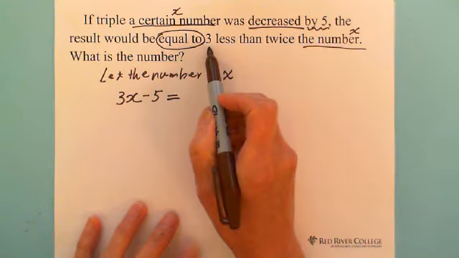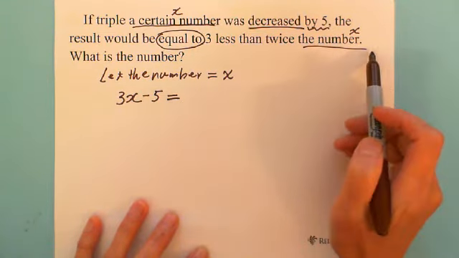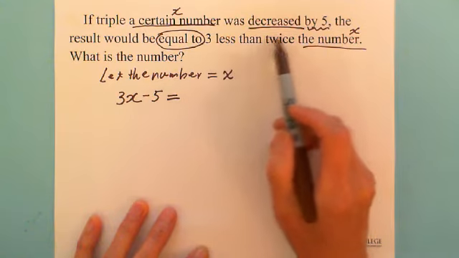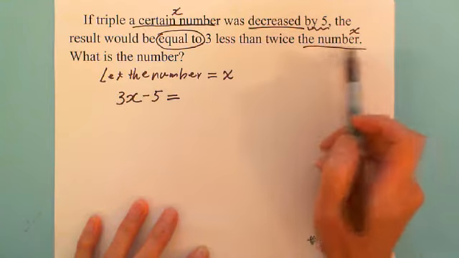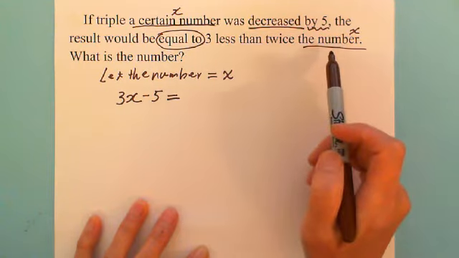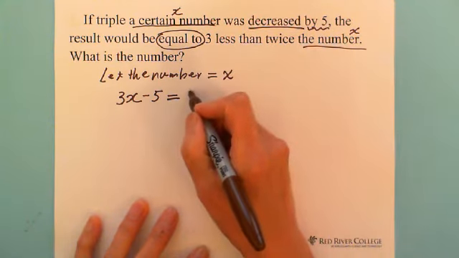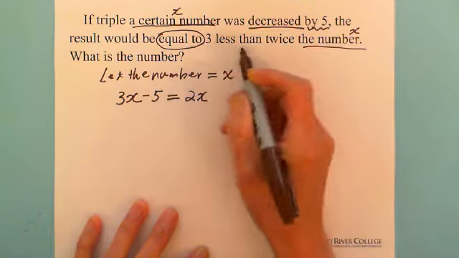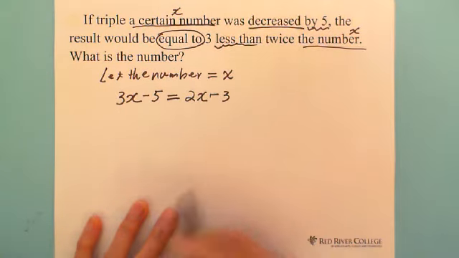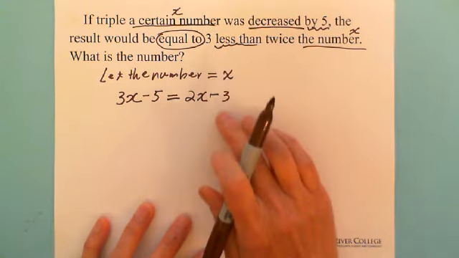After equal to, you read the next sentence: 3 less than twice the number. Because we already put x here, twice the number means twice x, which is 2x. So 3 less than 2x. How do we write 3 less than 2x? Obviously, you need to write the 2x first, then 3 less than, so 2x minus 3. Because less means smaller, so minus 3.